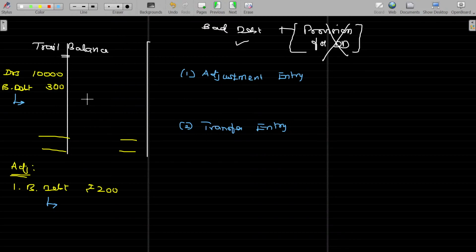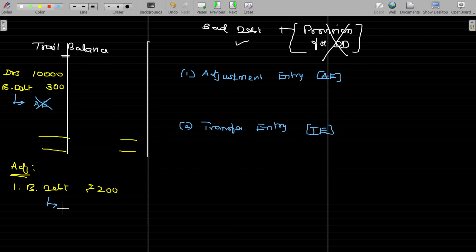Now, once the adjustment entry is passed, if you prepare the trial balance after passing this adjustment entry, thereafter you have to pass only the transfer entry. So we are not in need of the adjustment entry, AE and TE. We are not in need of the adjustment entry for this because the adjustment entry is already over. That's why the bad debt is appearing in the trial balance.